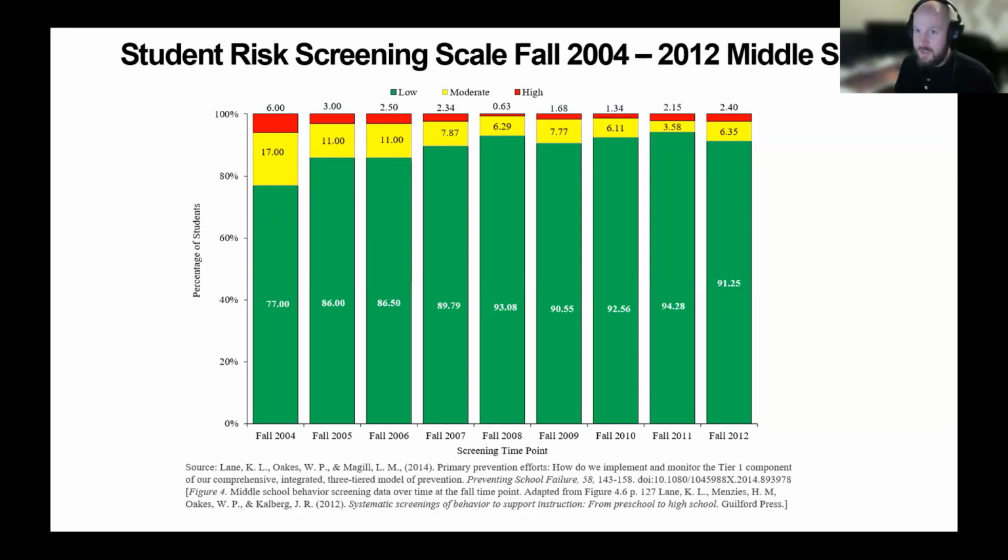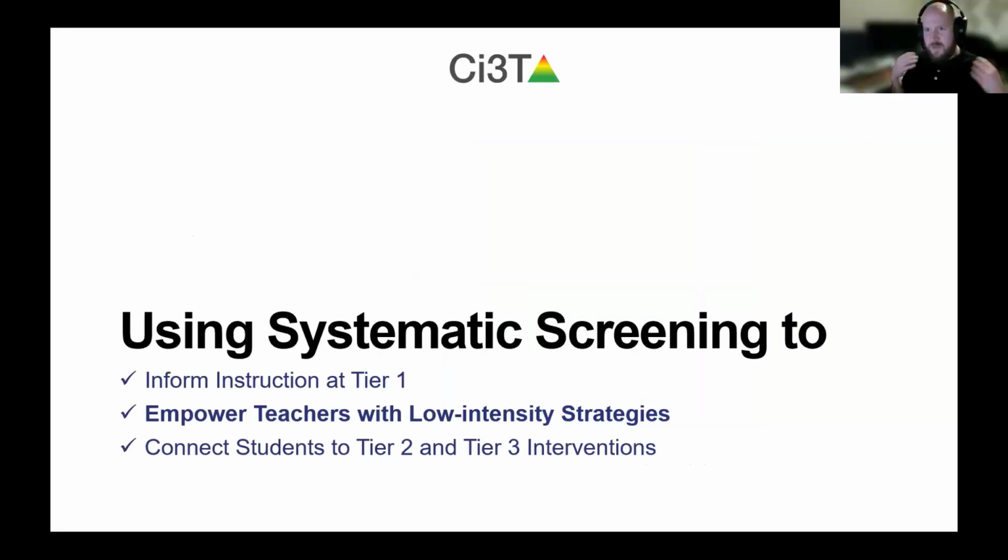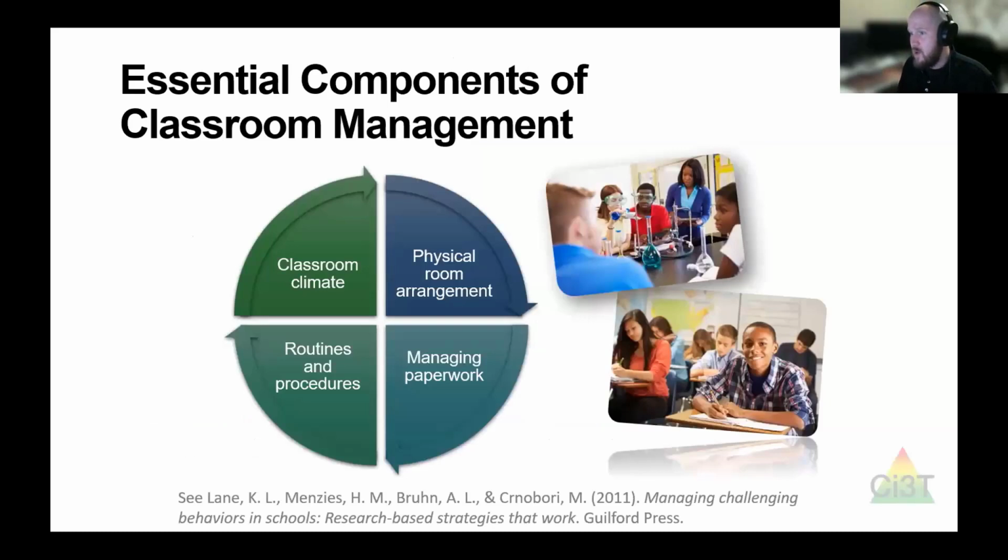So looking at tier 1 is really important. And there are specific things that we can also do when looking at systematic screening, which would be to empower teachers with low intensity strategies. I think of this as a nice initial response when you're seeing screening data come in that suggests that there is a challenge at tier 1. What could we do to ratchet up the intensity of our behavior supports slightly in order to meet students' needs? Helping to establish a really positive classroom environment is really important, in addition to making sure you've got routines in place and a nice physical classroom arrangement that can help prevent behavior challenges from occurring.